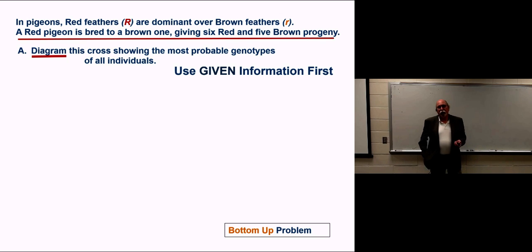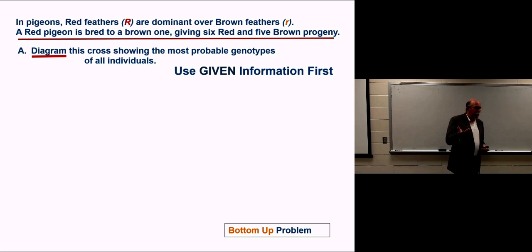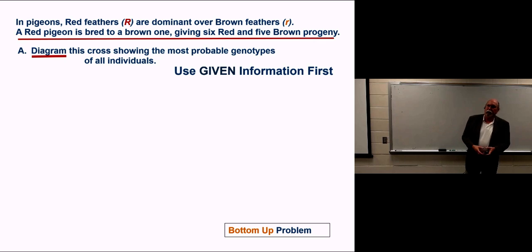We've got a red pigeon is bred to a brown one. We're already told in the sentence above what the mode of inheritance is. Red is dominant over brown, right? And we're even told what alleles to use, big R and little r, okay? So we've got all that. We've got the progeny they produce, some red ones and some brown ones. So just write it down, right?